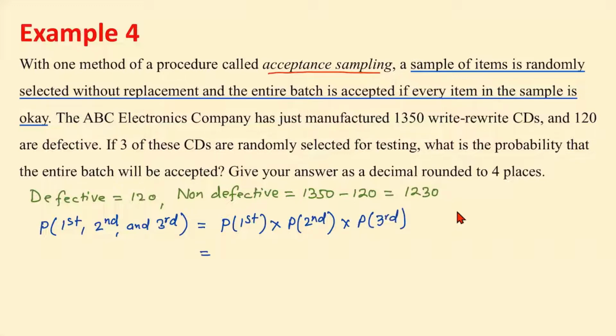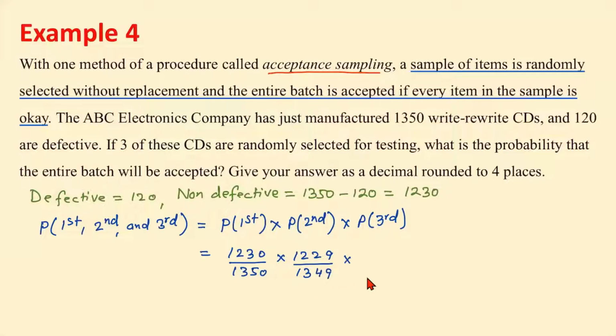Now, the probability that the first is good: we have 1,230 good CDs out of 1,350. Now, if you go to the second, the first one is selected. Out of 1,230, when the first one is selected and found good, the remaining number of good CDs will be 1,229, and one CD is already selected. We know that it's good. So the total number changes from 1350 to 1349. So that means the probability that the second one will be good will be 1229 out of 1349.